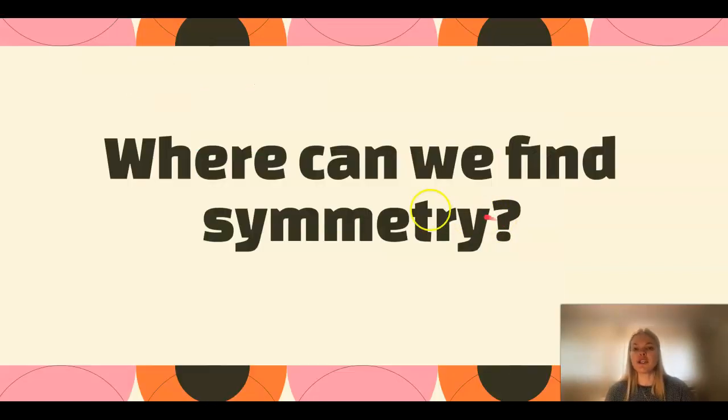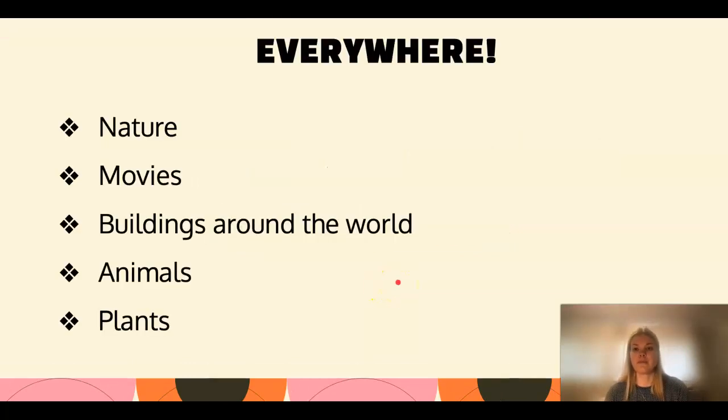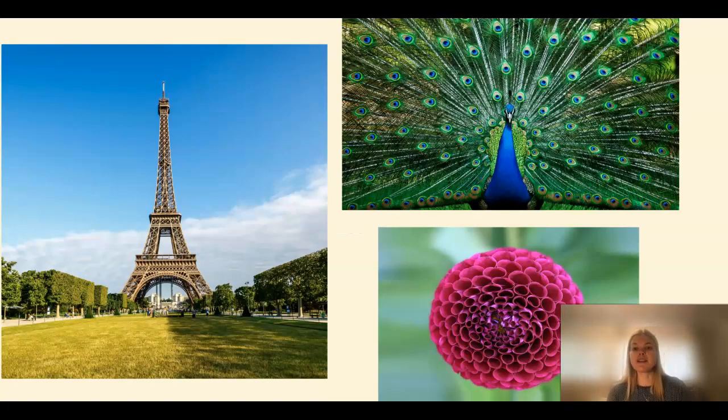Our next question is, where can we find symmetry? I'm sure you have seen symmetry somewhere, but I want you to think about where else you can find it. So go ahead and pause the video. All right, we can see symmetry everywhere. We can see it in nature, movies, buildings around the world, animals, and even plants. So here are some examples of where we can see symmetry.